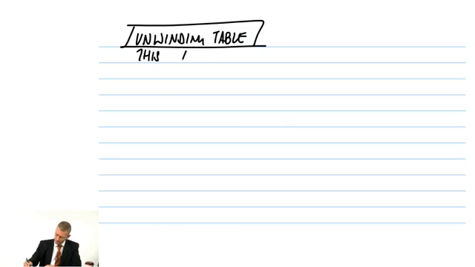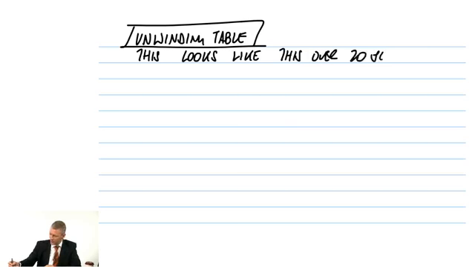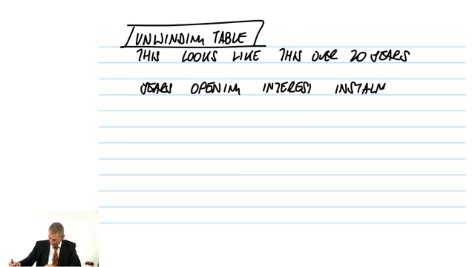This looks like this over 20 years. And you'll recognise it instantly. Years, opening, interest, instalment, closing.